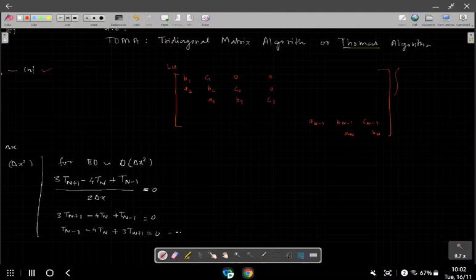And let us represent the unknowns x1, x2, x3 up to xn minus 1 and xn also. And the right-hand side d1, d2, d3, dn minus 1 and dn.